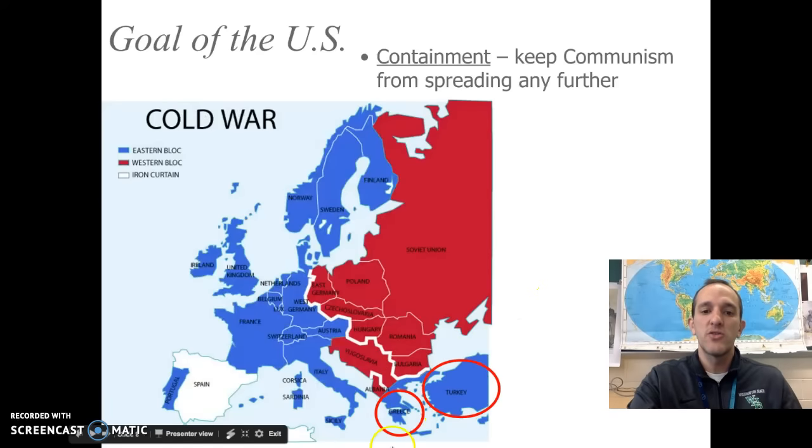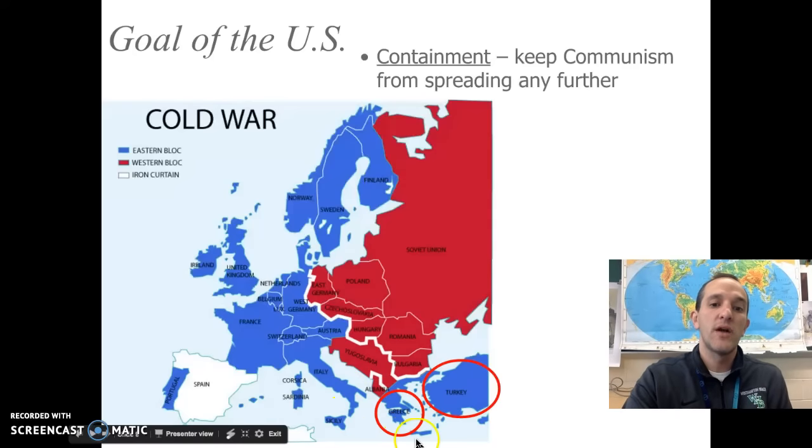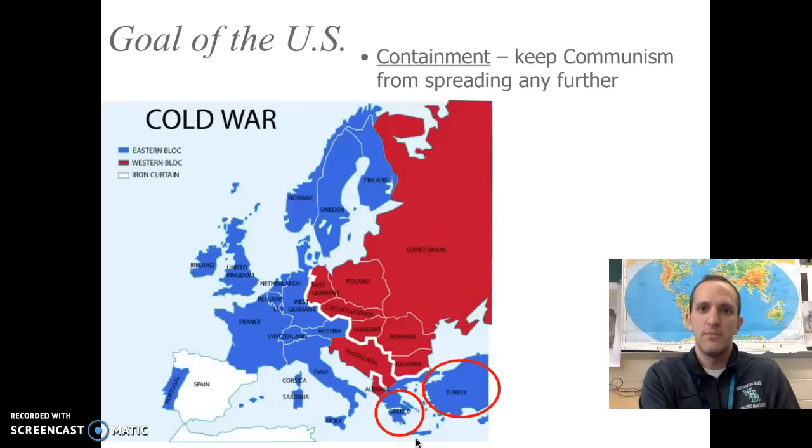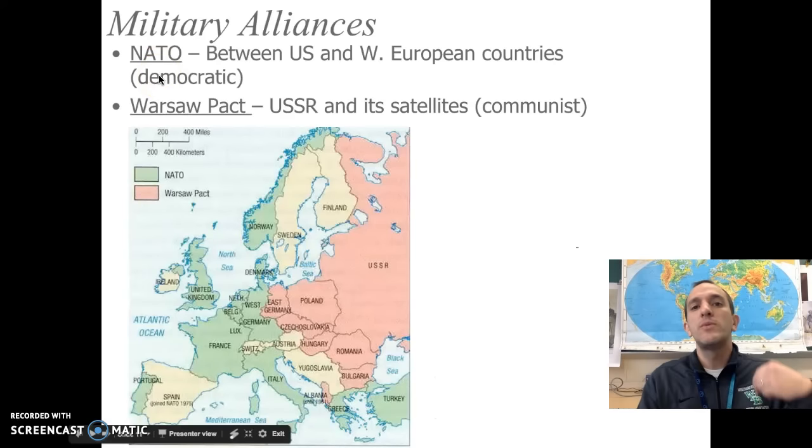So how do we make sure these countries don't ask the Soviet Union for help? We give them tons of money, and then we make sure their economy is strong. And if their economy is strong and people have food, people are happy. And if people are happy, they won't turn to communism and go through revolution. Makes sense? So one thing we're going to do is give them money. The other thing we need to do is protect them.